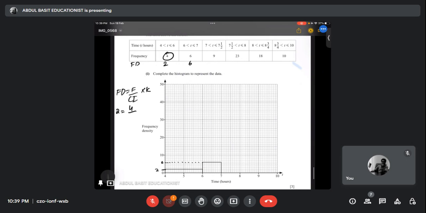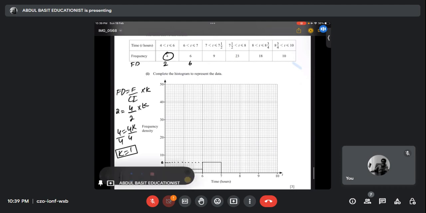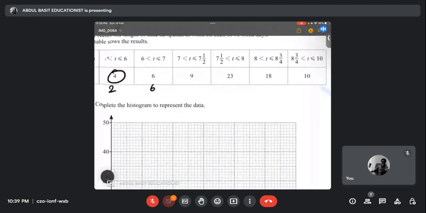We can see that class interval is 6 minus 4 is 2, multiplied by k. So 2 2s are 4. 4 is equal to 4k, divided by 4 on both sides. So k is equal to 1. So no need to take the k in the formula now. So now the question is very easy. Now we have to check.